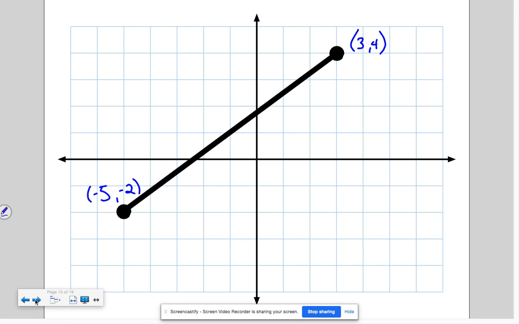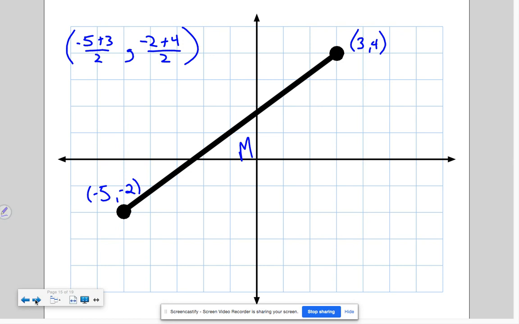Now, just like we found the average of the two coordinates on a number line, we can do the same thing here, but we have to find two averages. If I want to find my midpoint, because I'm not exactly sure where it's at, I can probably look at it and figure out it's about right here. But if I want to find that exact midpoint, I'm going to take the average of my x values. So that's going to be -5 plus 3 divided by 2. And I'm going to find the average of my y values, -2 plus 4 divided by 2.